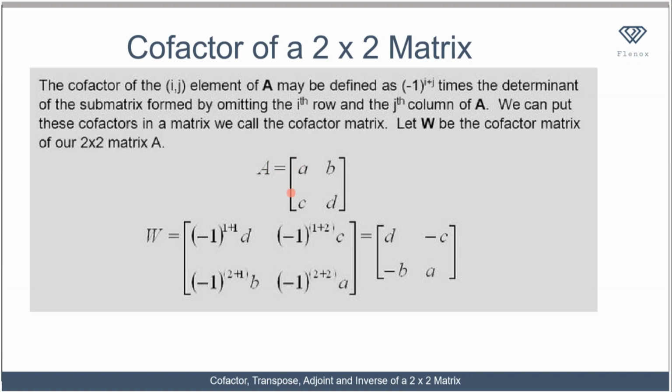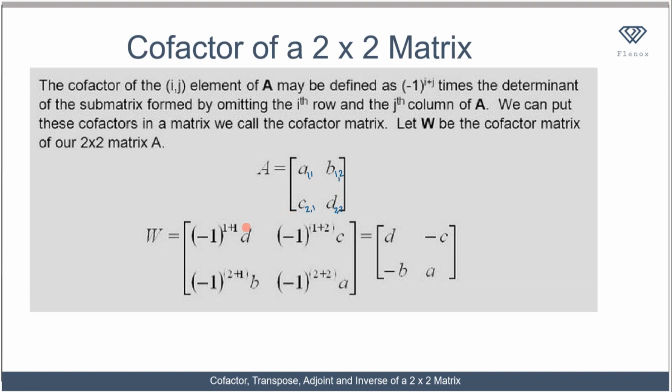Let's consider a matrix equal to A, B, C, D. Now we know the position of each element. A is in position 1 1, meaning row 1 and column 1. The position of B is 1 2, row 1 and column 2. The position of C is 2 1, row 2 and column 1, and the position of D is 2 2.